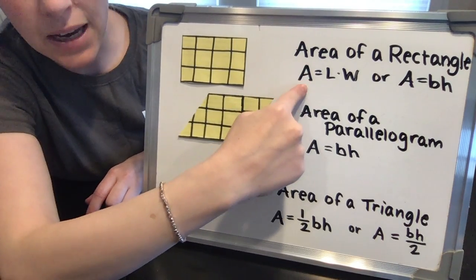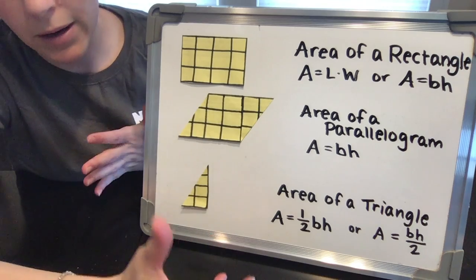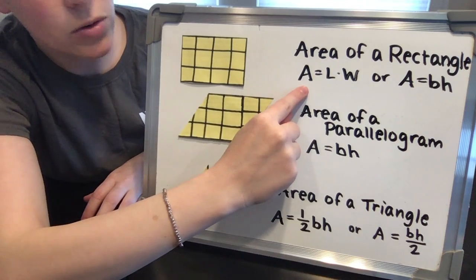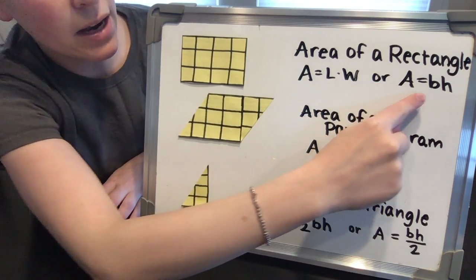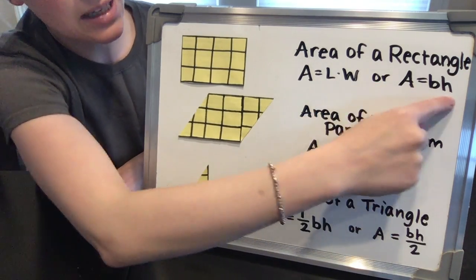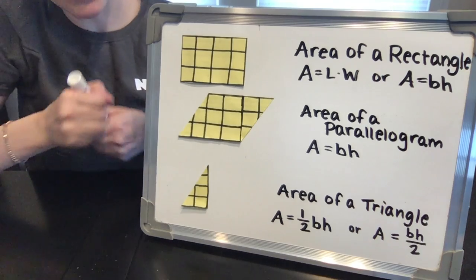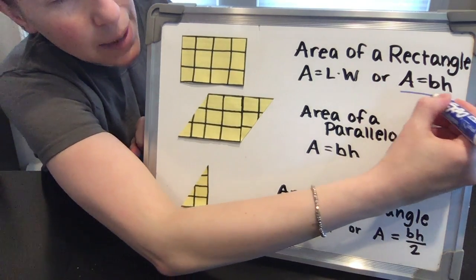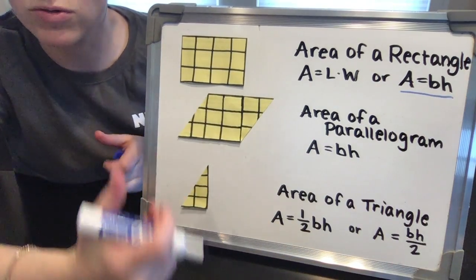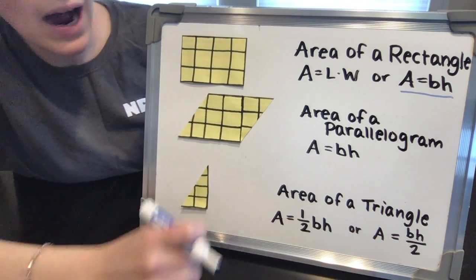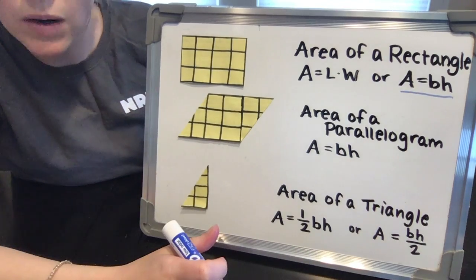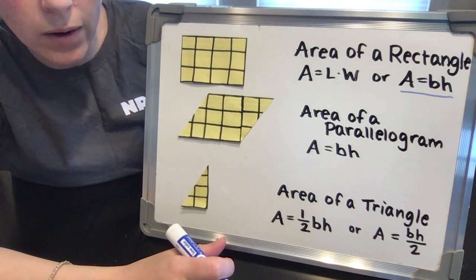The area of a rectangle, you might see this formula written in two different ways, so I gave them both to you. One way is area equals length times width, or you're going to see area equals base times height. I actually like area equals base times height because those are the types of variables you're going to see as you grow older as a mathematician in your math classes. So I'd recommend learning this one, area equals base times height, but either one works for you.